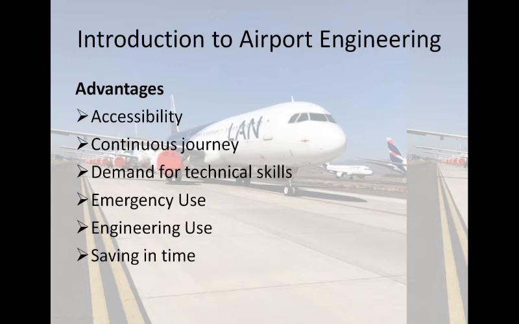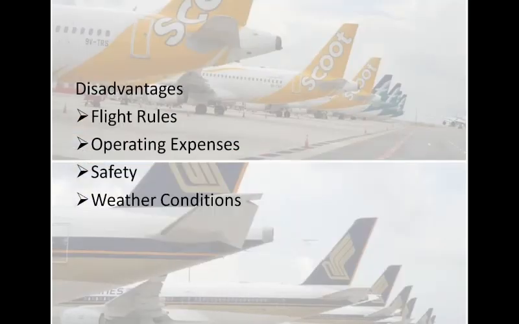So we have looked into some of the advantages. Now we will look into some of the disadvantages of aircraft. What are the disadvantages that we can observe by using air transport? Flight rules. There are certain rules framed by the concerned authorities, and these rules are to be strictly observed for the smooth working of air transport. The rules are very strict in the case of air transport.